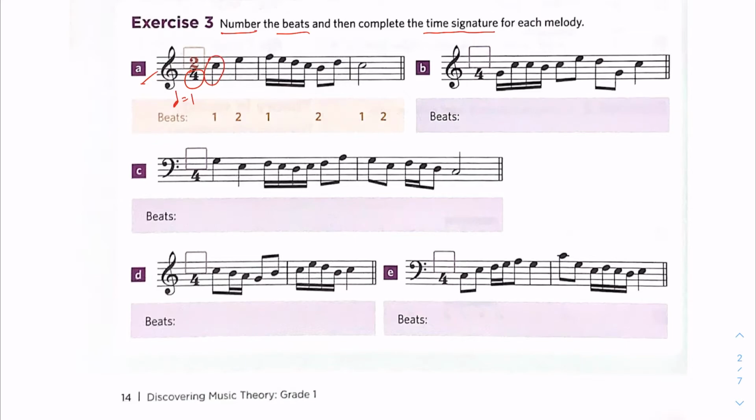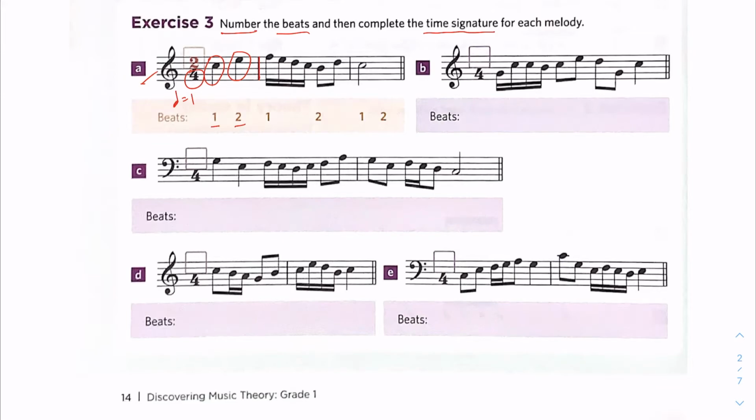We have a crotchet here, so that's beat 1. Another crotchet, that will be beat 2. Then we have our bar line. We only have 2 beats before the bar line, so it must be 2 4 time because there are 2 crotchet beats in every bar. And we're going to continue with the rest of the bars.